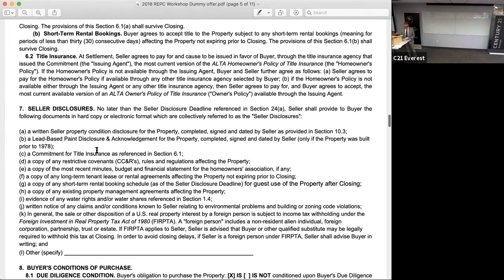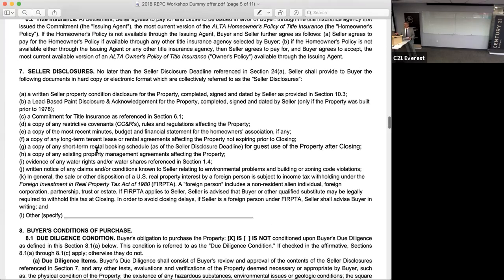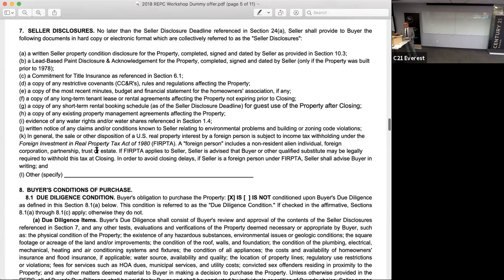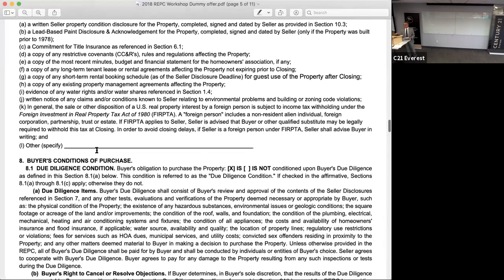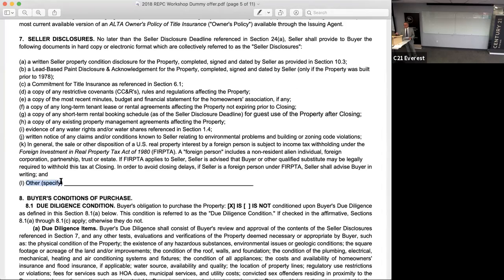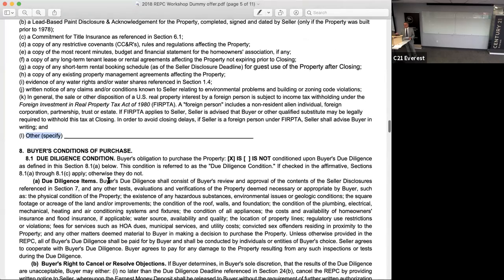All right, the next page then, and I'm even going to skip section 7. Rob spent a bunch of time on it, so I'm going to skip that one. If you did have something else you wanted included as part of seller disclosures, put it on this other line, but we're going to skip that.